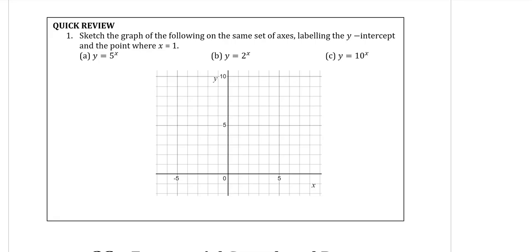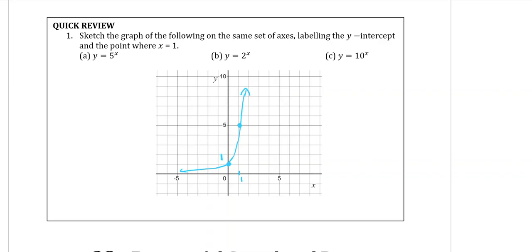So we want to start with y equals 5 to the power of x. The y-intercept is when x equals 0, 5 to the power of 0 is 1. So 1 will be there, I'll put a 1 next to it as my intercept. Then I want to sub in that x is equal to 1, which will be here. 5 to the power of 1 is 5. So that will be my second dot. And knowing the shape of my exponential, it's going to start really small and then start coming up like that.